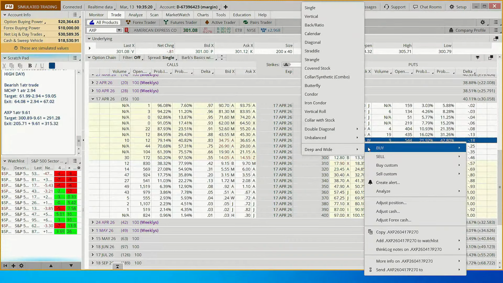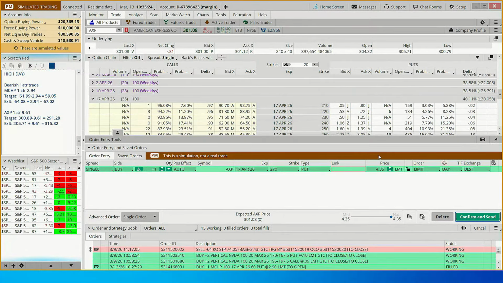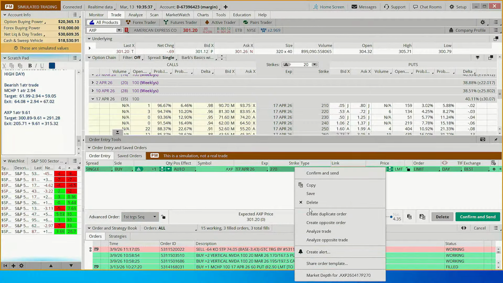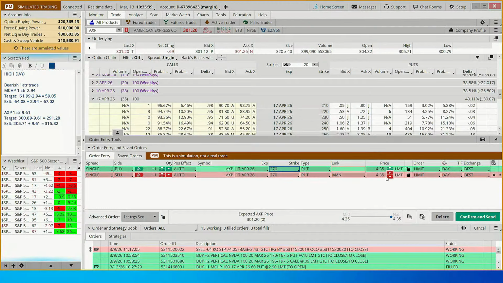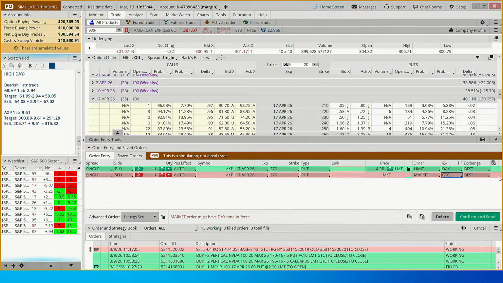So how many are we going to buy? Well, we're only going to buy one. Why? Because we're risking $435. And even though we're doing this because we want to make money, if it goes wrong, the most we can lose here is 435. So we're going to make this first trigger sequence, right click, create an opposite order. And then we're going to make this a market order that's good till canceled.